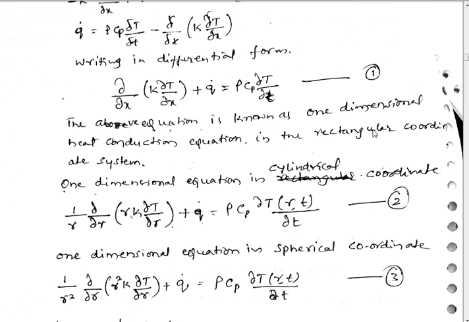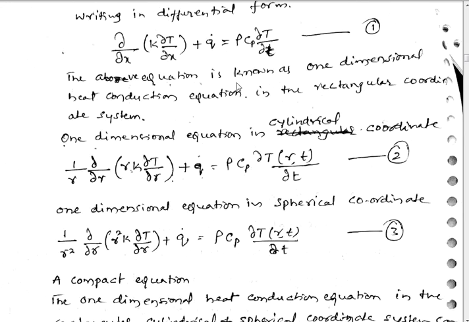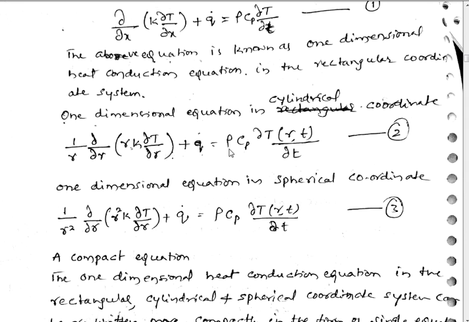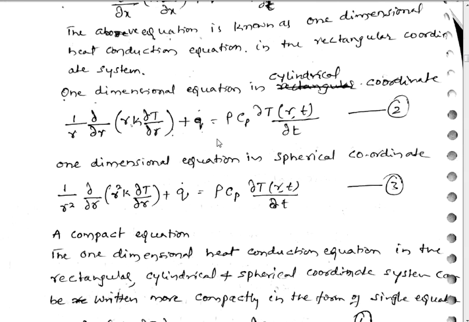The above equation is known as the one-dimensional heat conduction equation in the rectangular coordinate system. Similarly, the one-dimensional heat conduction equations in cylindrical and spherical coordinates are given by 1 by r ∂/∂r of (r K ∂T/∂r) plus q dot is equal to rho Cp ∂T/∂t, for T of r, t.